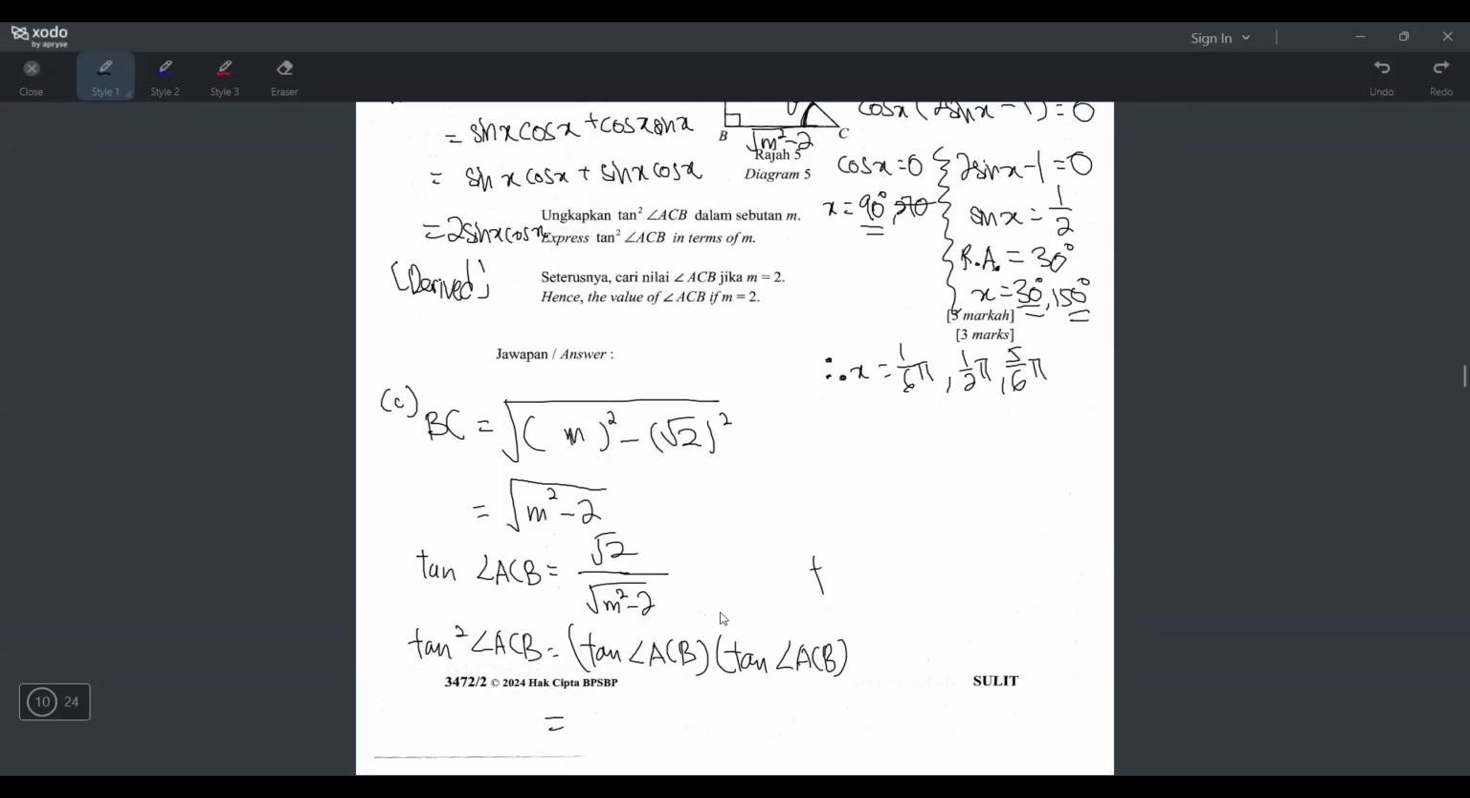So that is why you can just take your tangent ACB answer and then just square it. Take square root 2 over square root m square minus 2. Just square the whole thing, right? And after you square, you get the answer, right?